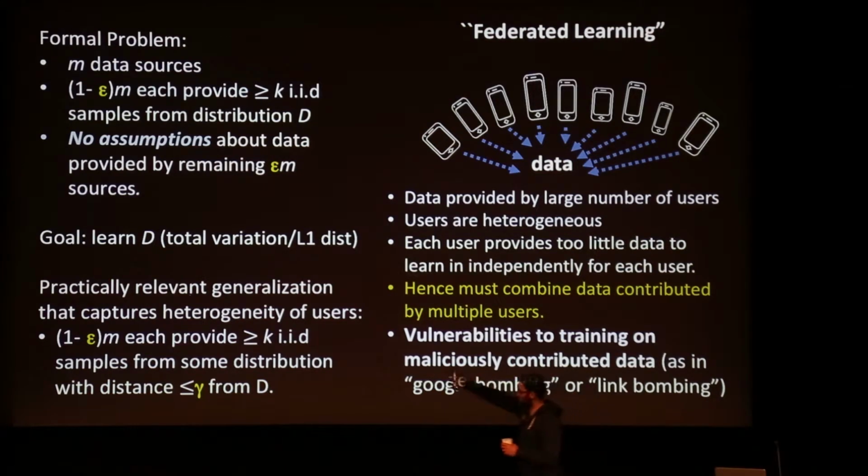Okay, so we also consider the following, which is a slightly more practically relevant generalization of this, which captures the kind of heterogeneity of the users. So say a 1 minus epsilon fraction of the users, each of them provide at least k independent samples from some distribution, but the distribution that I've sampled from might be a little different from the distribution you sample from, and so on. So all of these good users each provide independent samples from some distribution whose distance is at most gamma from our target D. And again, how do we return, say, an approximation of D?